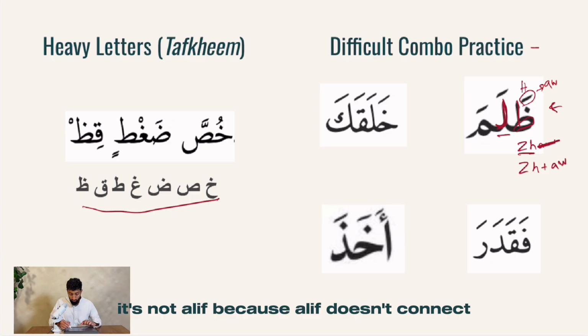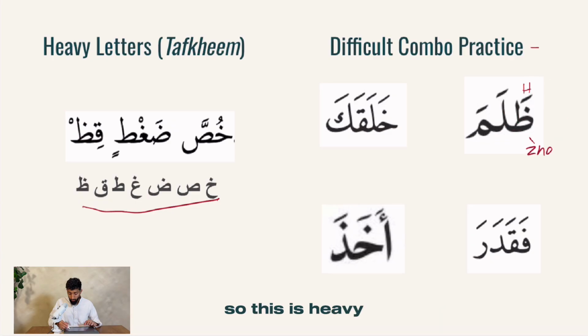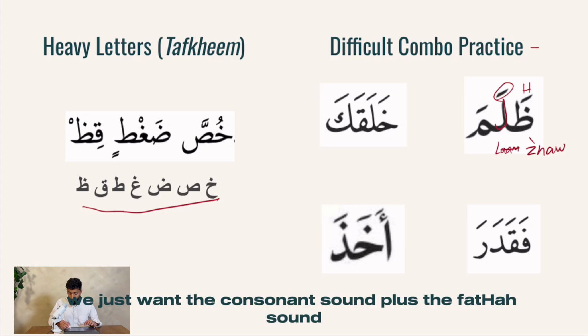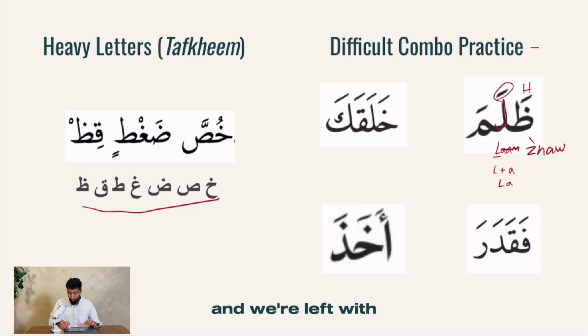Next we have lam in the middle here. It's not alif because alif doesn't connect. So this is heavy, va. This is lam, fatha. We just want the consonant sound, l, plus the fatha sound, a, and we're left with la. Lastly, we have the mim with a fatha. So take the consonant sound, add the fatha sound. It's light, so we keep it like that, and it's ma.